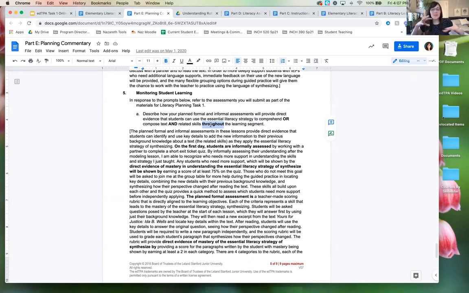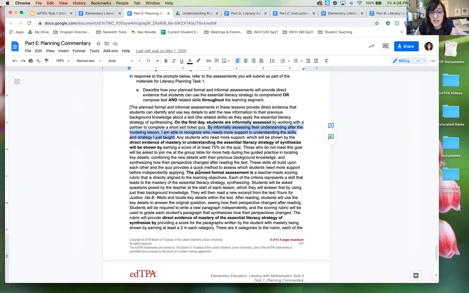Okay, so there's a lot to unpack. There's lots of edTPA coded language. Here's how you can structure this response to do really well. Start by explaining what your planned formal and informal assessments are and state that they will provide direct evidence because how? On the first day, students are informally assessed, and here's where you're going to explain your exit ticket. Through a short exit ticket, by informally assessing their understanding after the modeling, I'm able to recognize who needs more support in understanding the skills and strategy I just taught.